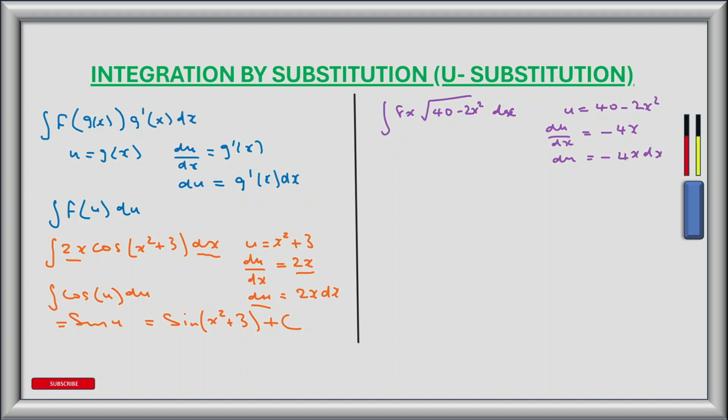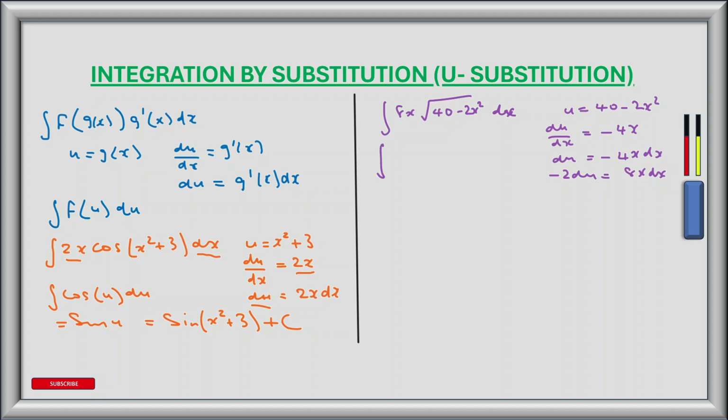As you can see, we're looking for 8x dx, and we have minus 4x dx. Not to worry, we can multiply both sides by minus 2. So minus 2 du is equal to 8x dx. So now we have it in the format that we need. So let's perform our substitution.